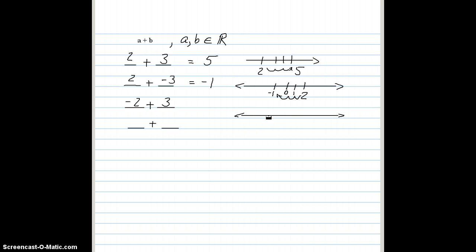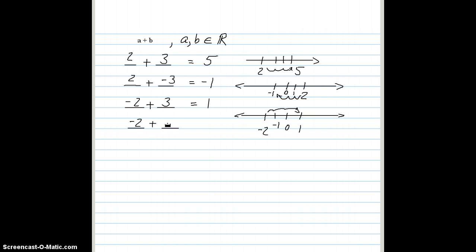Now I'm going to start at negative 2. I'm going to add 3. 1, 2, 3. So I'm at negative 2, negative 1, 0, 1. So I end up, 1, 2, 3, because I'm adding 3, so I go to the right, and I end up at 1.